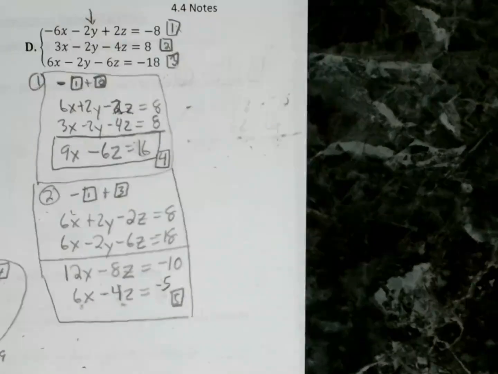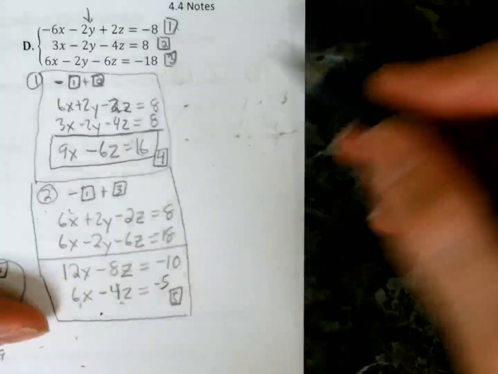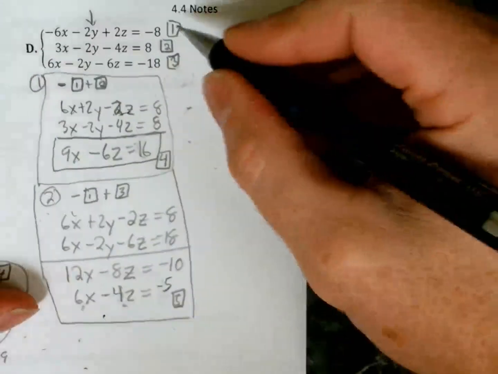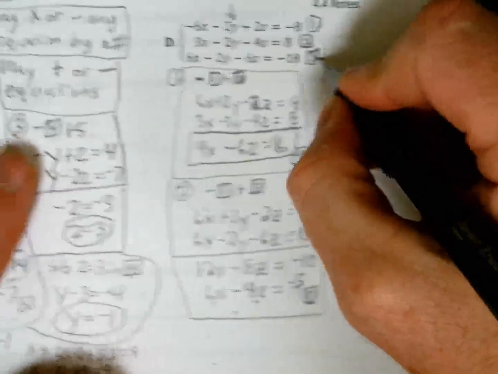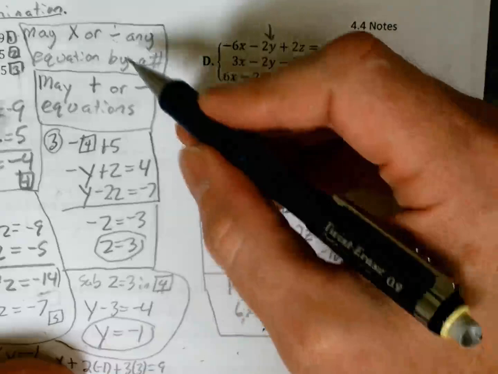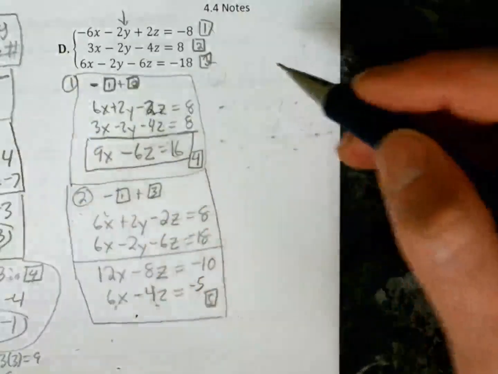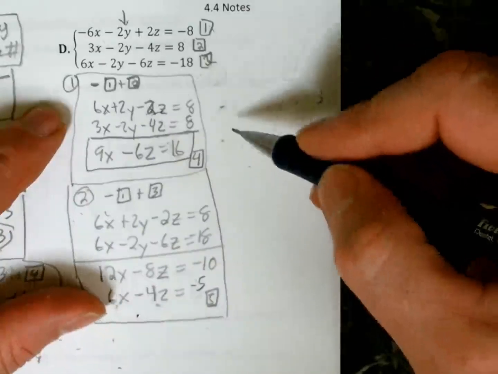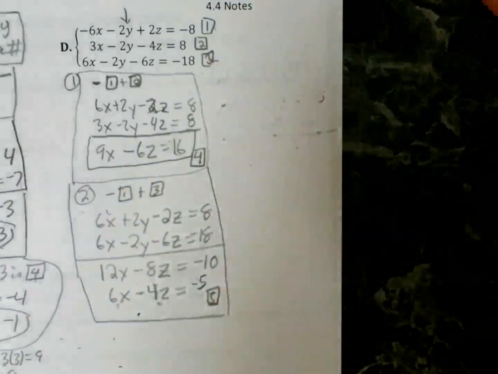Alright, I noticed the video was a little laggy as well, so I'm going to show you D real quick. If we take this equation, if I label them again, equation 1, equation 2, and equation 3, with the same rules, right? We can multiply or divide any equation by any number, and then we can add or subtract equations with the goal of removing variables, and then solving for a single variable. So we're going to do 2 steps and hopefully find either x, y, or z.